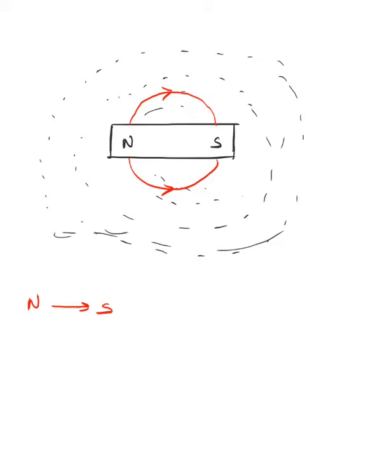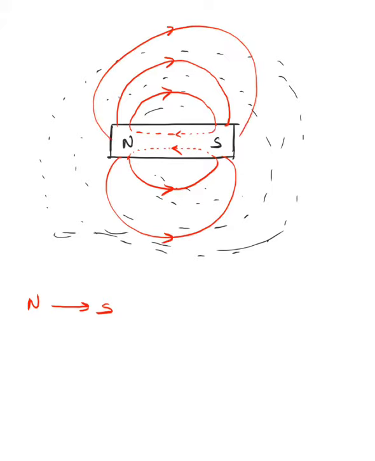Outside the magnet. Inside the magnet, what will happen? They will go from south to north. So out here also, they will go from south to north, like this. Again, from here, it'll go what? North to south. Again from here, north to south, and then again north to south, and then again here north to south, and so on.